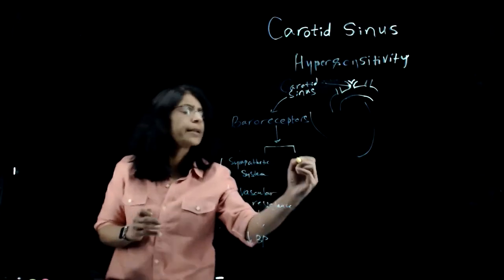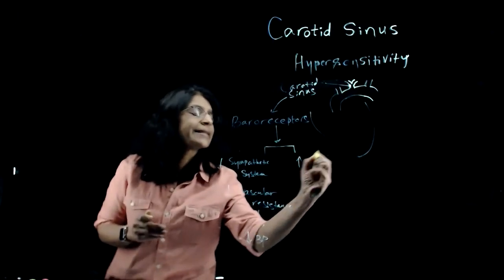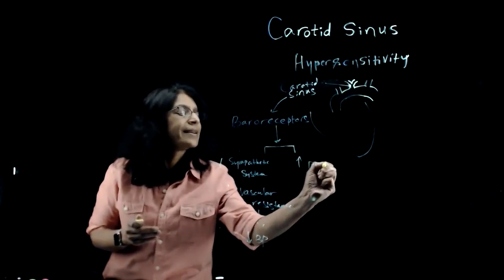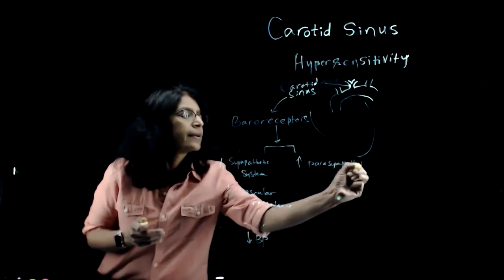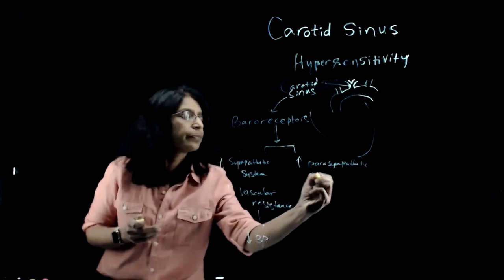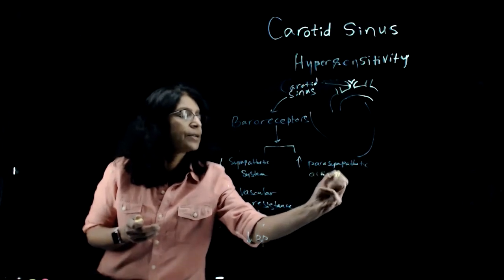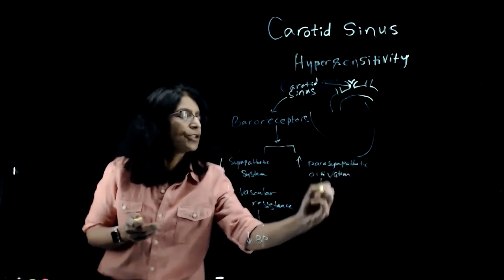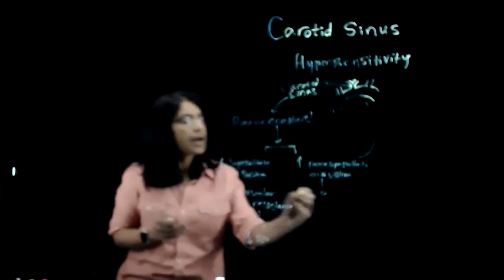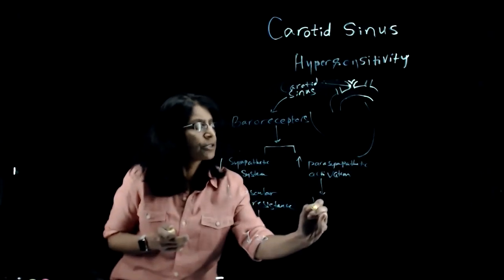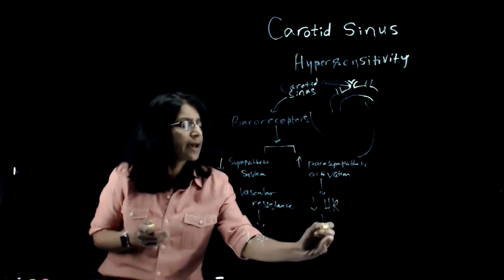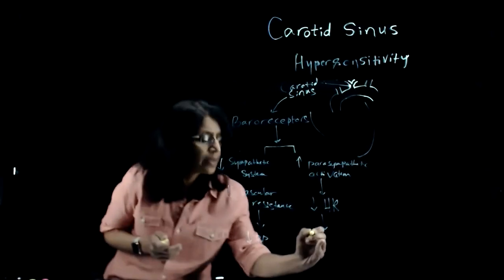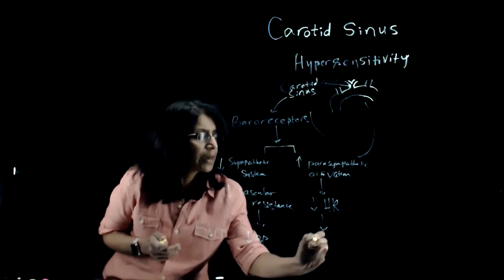And another one is increased parasympathetic activation. What would that do? Parasympathetic activation would cause the heart rate to drop. Decreased heart rate would be referred to as bradycardia.